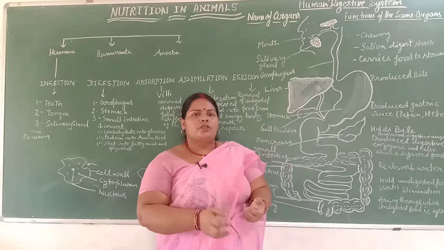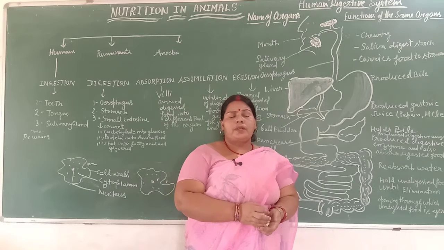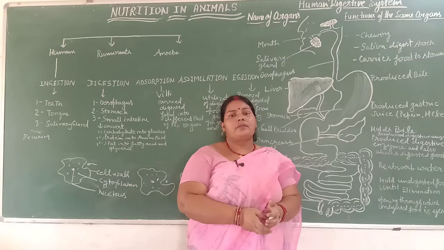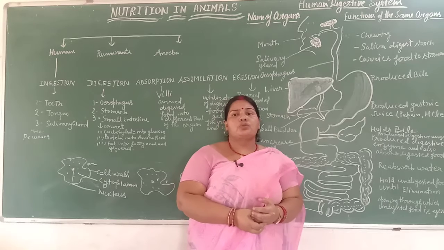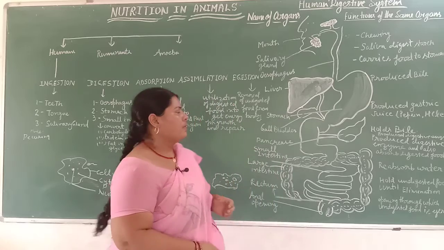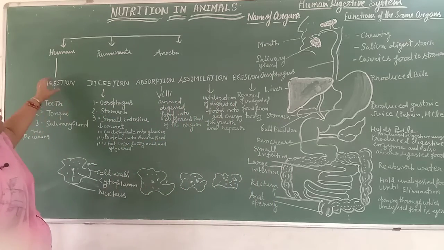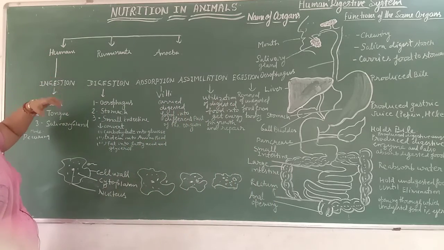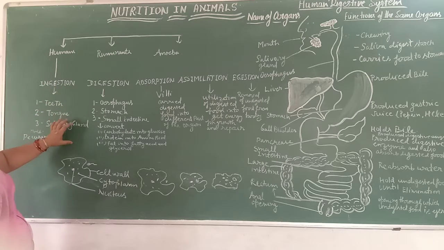Here, students, you know human beings have a complex digestive system, and they convert the complex food into simpler form in different steps. First of all, the human takes in food through the mouth, and that process is called ingestion. In ingestion, three parts are involved: first the teeth, second the tongue, and third the salivary gland.